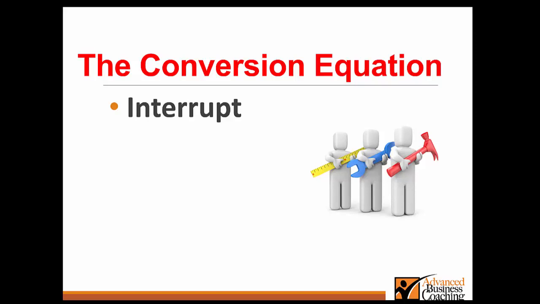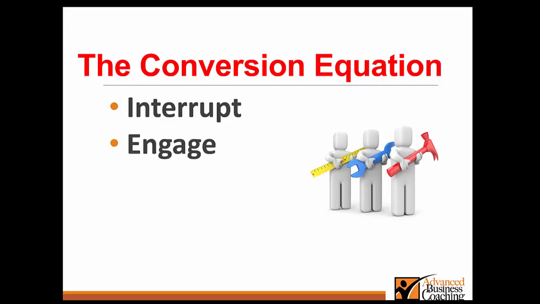The first component of the conversion equation is called interrupt. This is simply the process of getting qualified prospects to pay attention to your marketing. This is often accomplished by affecting the prospect emotionally. Sounds simple enough, doesn't it? Unfortunately, it's a lot more difficult to pull this off in real life, unless you understand what you're about to learn.